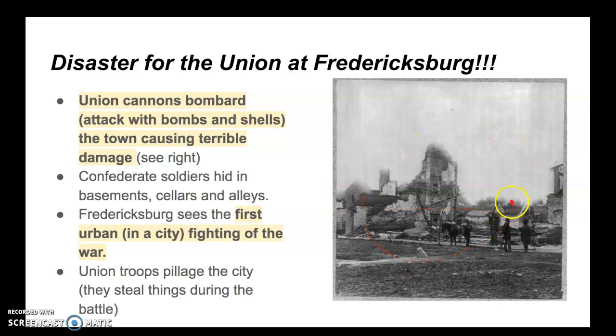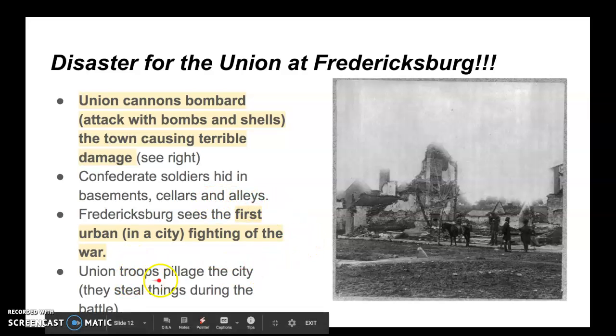You can see right here the aftermath of that. These buildings are just crumbled to pieces. Confederate soldiers hid in basements and cellars and alleys. And we see at Fredericksburg, after the crossing, urban fighting, which is fighting in a city. These guys would pop out of cellars and alleys and shoot at Union soldiers.